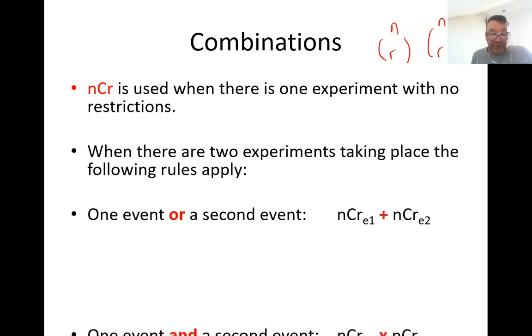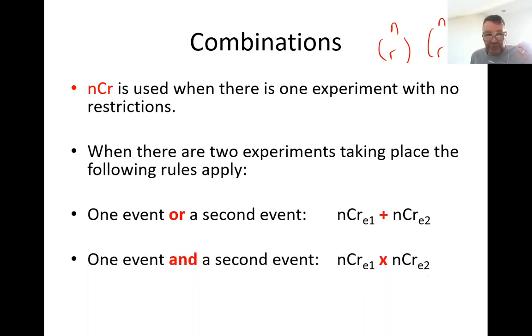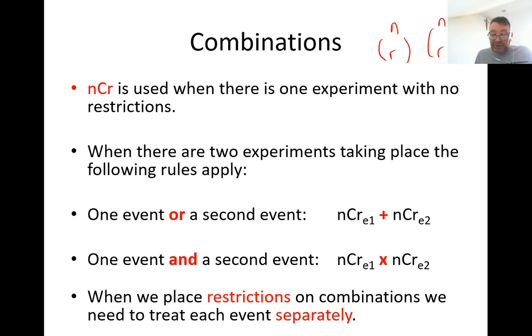But if it is one event and a second event, so you've got to read your questions carefully, then it will be NCR for experiment 1 multiplied by NCR for experiment 2. And that's what's going to get you through the rest of this section. Just keeping those rules in mind. NCR, out of N choose R, and then if it's two events and it's one or the other, you add the results. If it's one and the other, you multiply the results. So when we place restrictions on combinations, we simply treat each event separately.